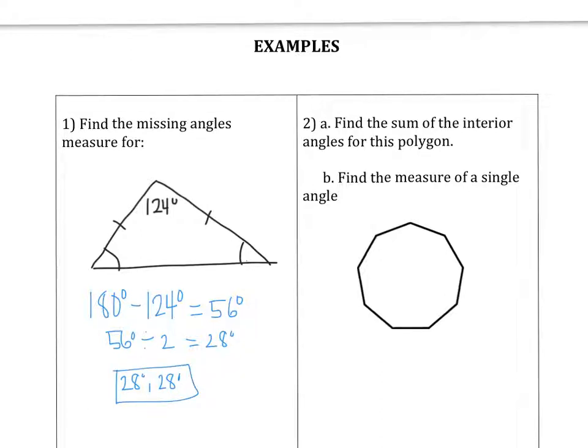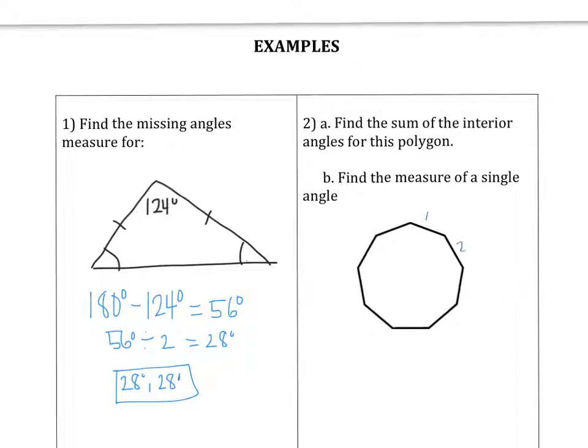Okay, let's take a look at number 2. We want to find the sum of the interior angles for this polygon. Okay, so the sum of the interior angles, that means all of these added up together. What is the degrees of this shape? So we would do that by using our formula. So let's see how many sides we have.